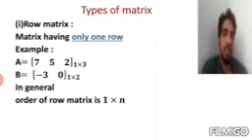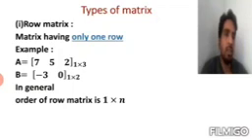Example, you can refer here. Matrix A with 3 elements 7, 5 and 2. Number of rows 1, number of columns 3. That's why the order is 1 by 3. Same way, B: minus 3 and 0, number of rows 1, number of columns 2, so the order is 1 by 2. Means the matrix which has only one row is called a row matrix.